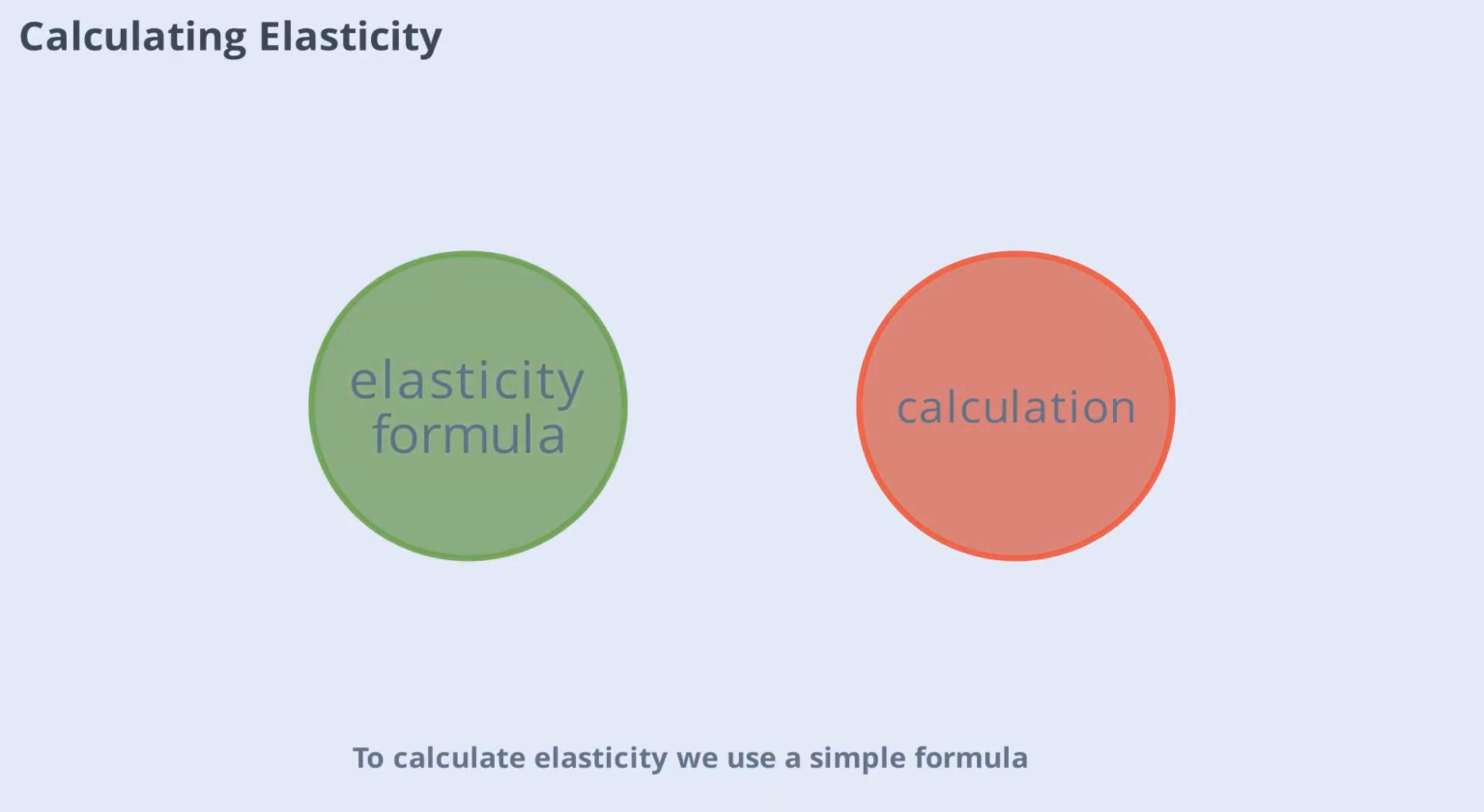To calculate elasticity, we use a simple formula: the percentage change in quantity divided by the percentage change in price. This gives us a number that tells us how sensitive demand or supply is to price changes. If the result is greater than 1, the good is elastic. If it's less than 1, it's inelastic. This calculation is a powerful tool for analyzing market behavior.